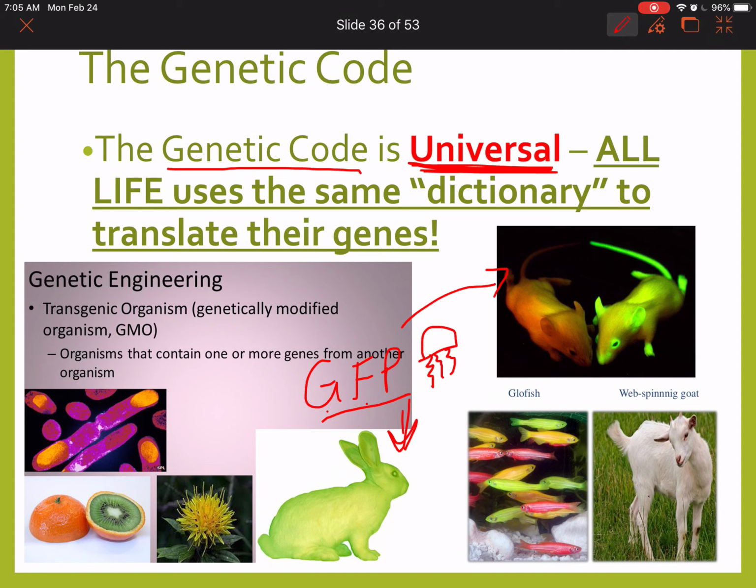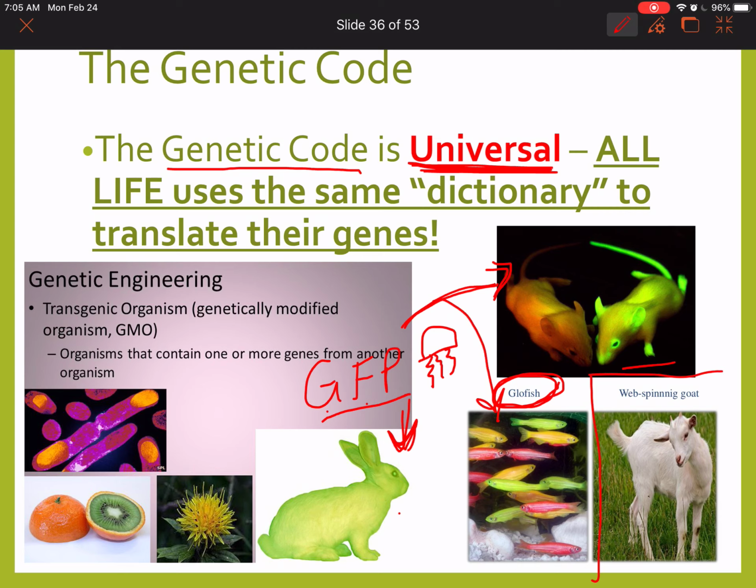So the rabbit makes green fluorescent protein and glows in the dark. Meet Alba, the bunny. The mouse makes green fluorescent protein and glows in the dark. The glowfish, you get the idea. Guys, you can buy these at a pet store and get yourself some fish that glow in the dark because they have jellyfish genes.